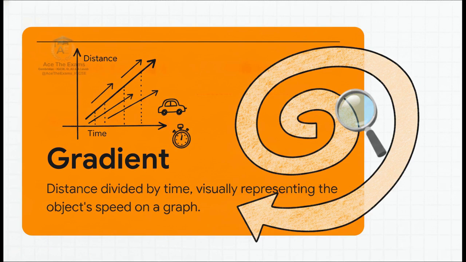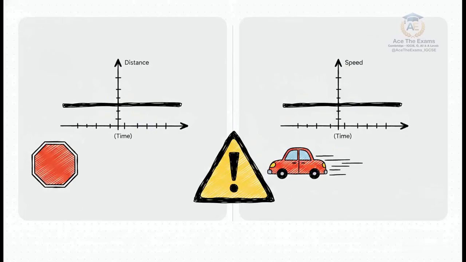So what does this actually mean for you? If you see a steeper line, the object is moving faster. It's covering more distance in less time. If you see a shallower, flatter line, it's moving slower. Just by glancing at the angles, you already know the story of how the object is moving. Okay, everybody, listen up. Here is where we need to spot the trap.